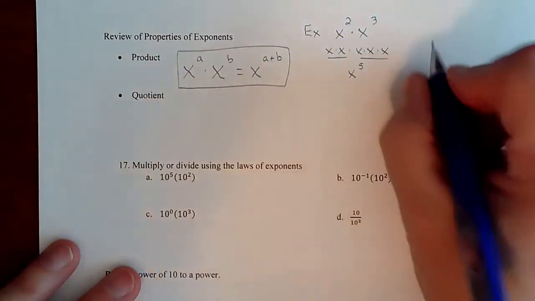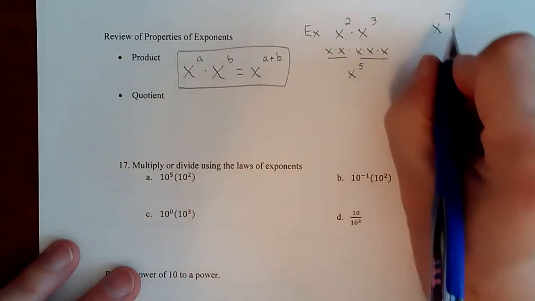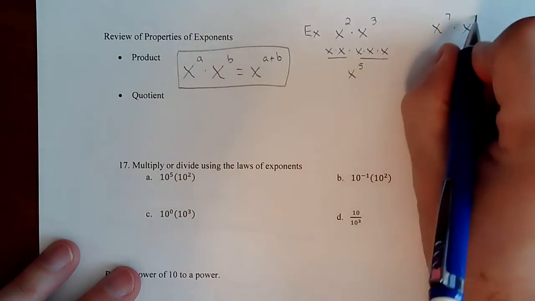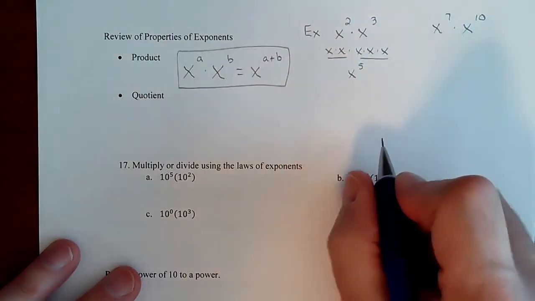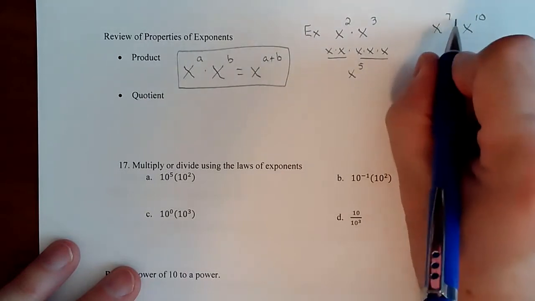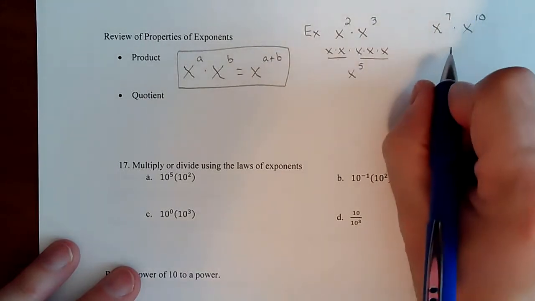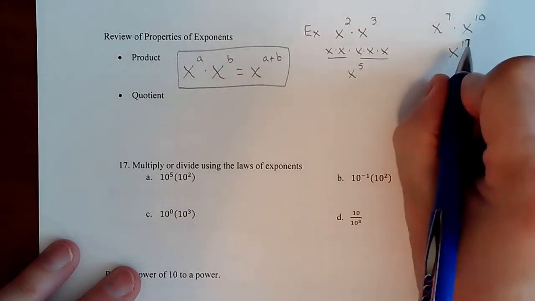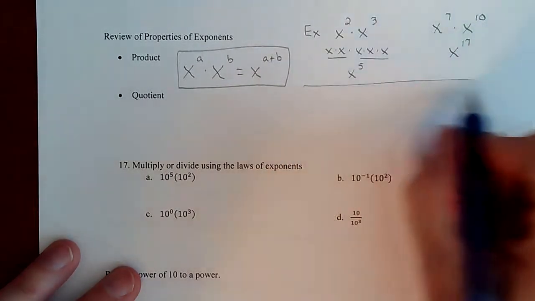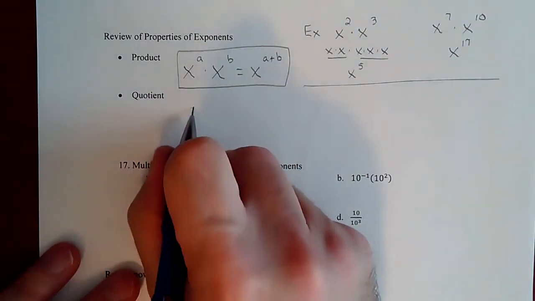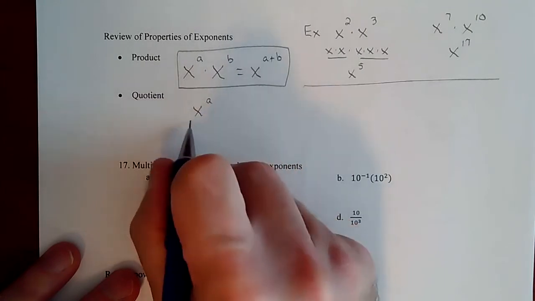One more example. Let's say you have x to the 7th times x to the 10th. I really don't want to write that out. So the shortcut to this is, since the bases match, you're going to add the exponents together. 17.